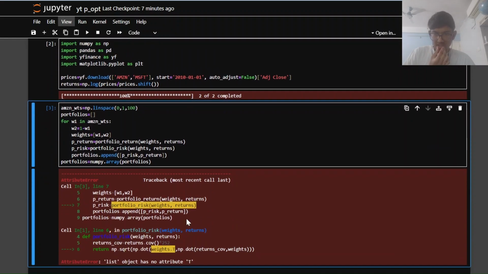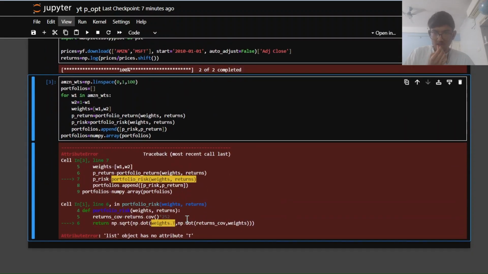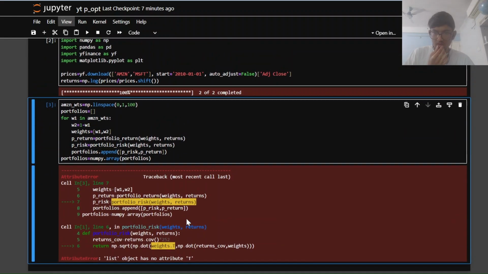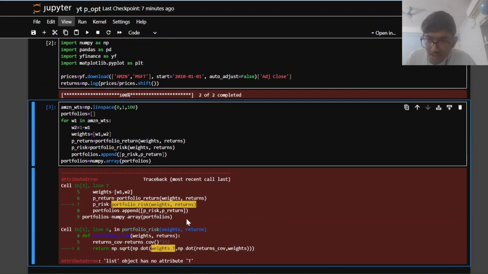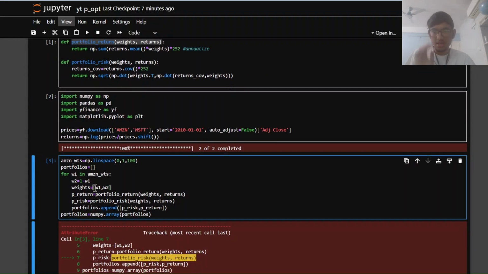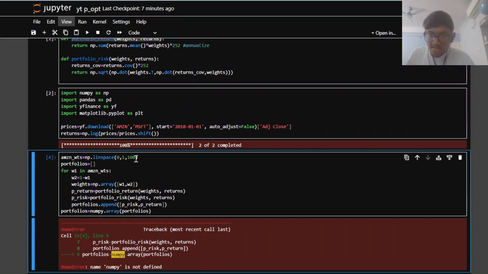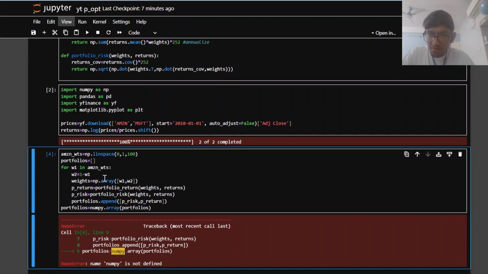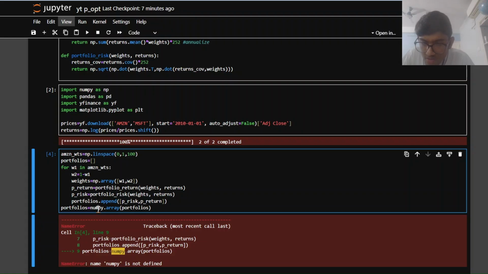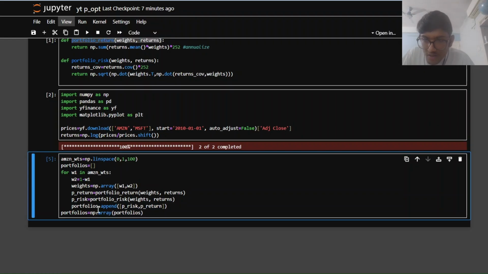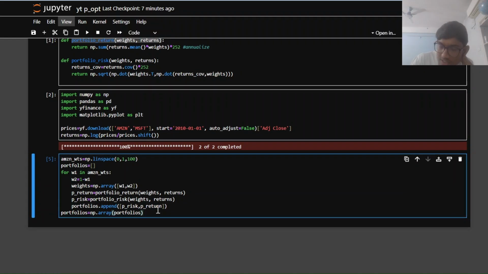There seems to be an error. List has no attribute t. What? Okay, my bad. So I'm converting this to a numpy array, right? So yeah, should work. NumPy is not defined. My bad. Where did I do this? Right. Okay. So now that's sorted.